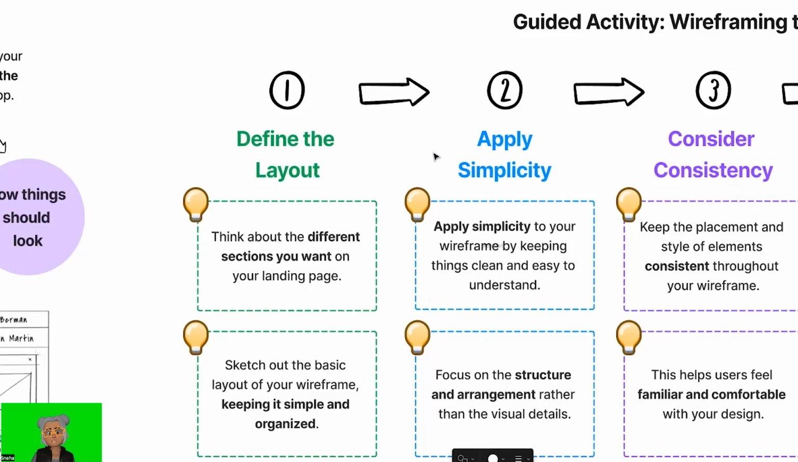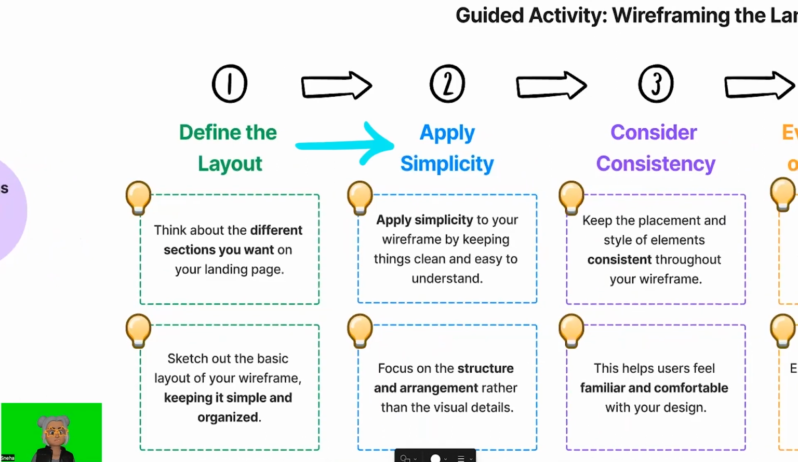Step number 2, apply simplicity. Remember the design principle of simplicity? Apply it to your wireframe by keeping things clean and easy to understand. Use simple shapes and lines to represent elements like buttons, images, and text. Focus on the structure and arrangement rather than the visual details.